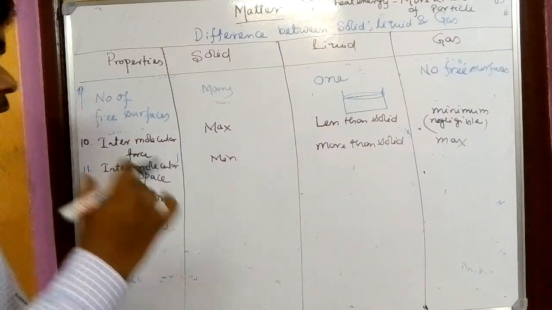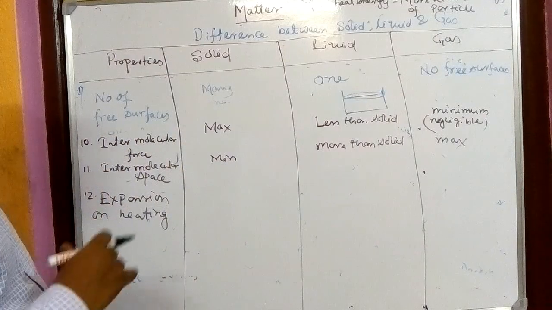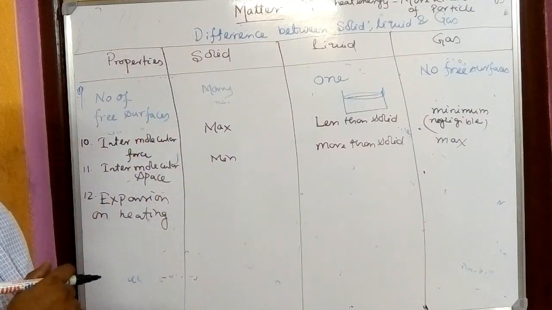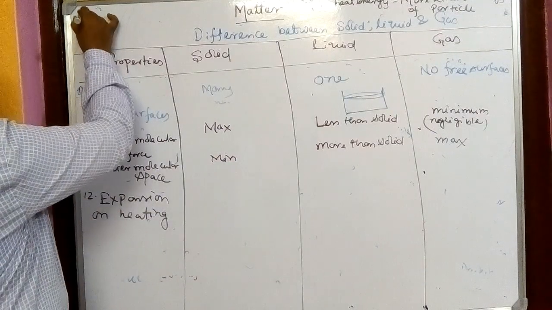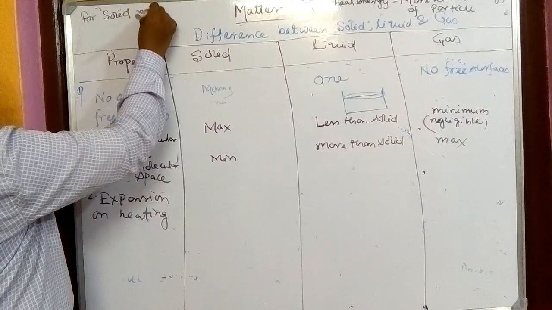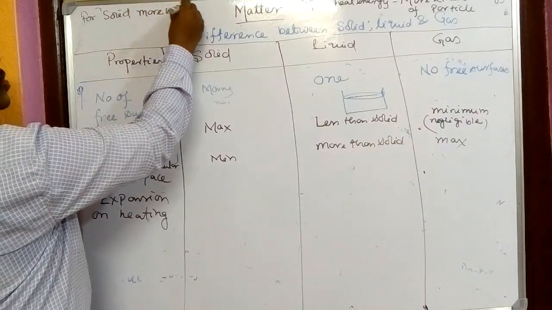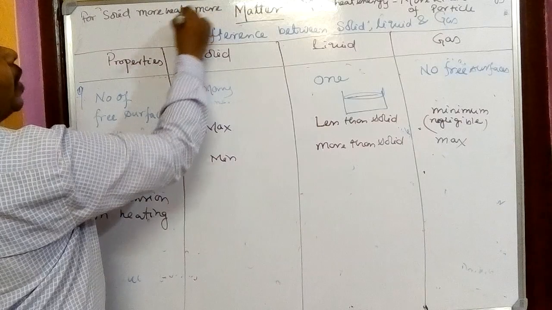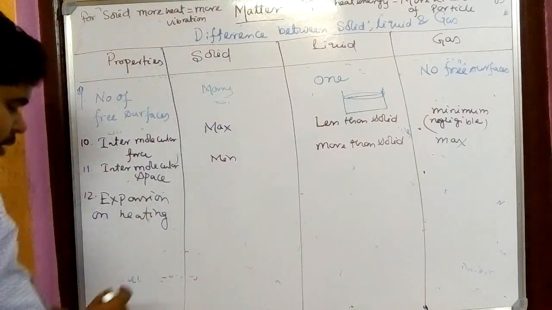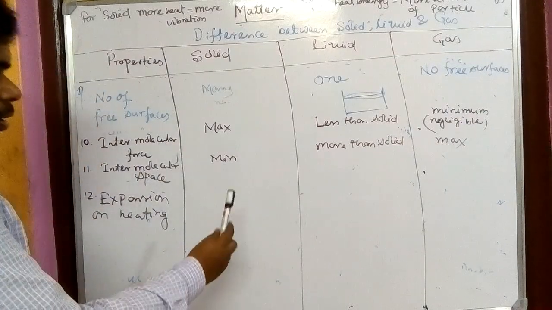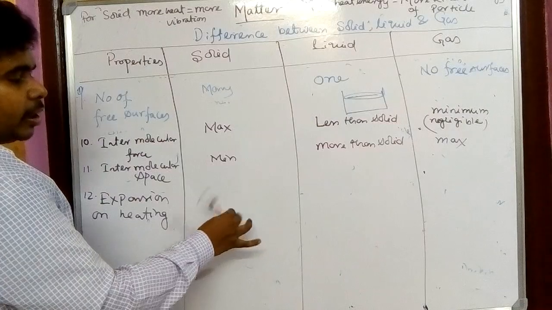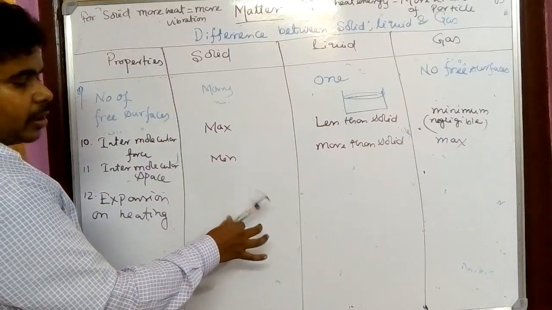Now you might be thinking that, sir, for the case of solid, they cannot move. Then what will happen? So we can write here, for solid, more heat equals more vibration. How? Assume this is a solid molecule, it vibrates this way. More heat energy you give, that vibration will be increased like this.